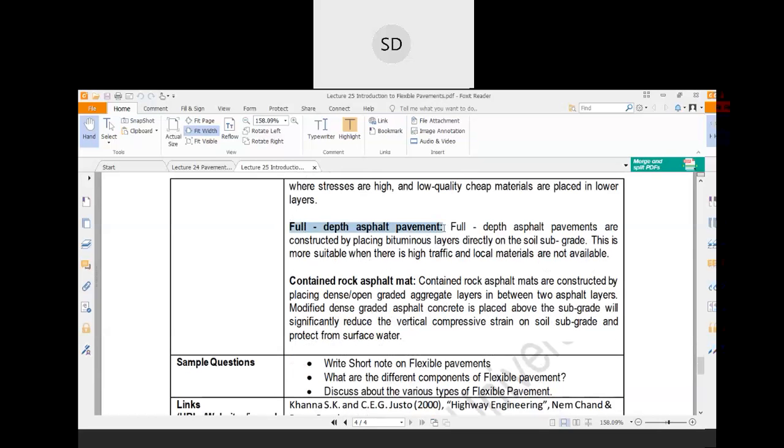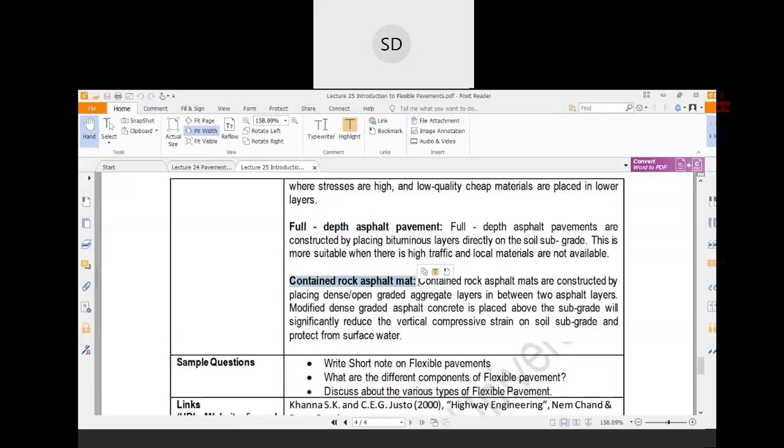Then another type is called full depth asphalt pavement. Full depth asphalt pavements are constructed by placing bituminous layers directly on the soil subgrade. So this is more suitable when there is high traffic and local materials are not available. In that case, full depth asphalt pavement is used.